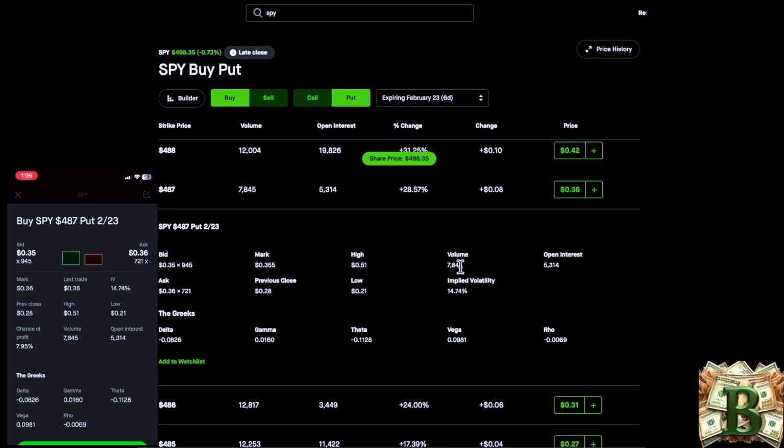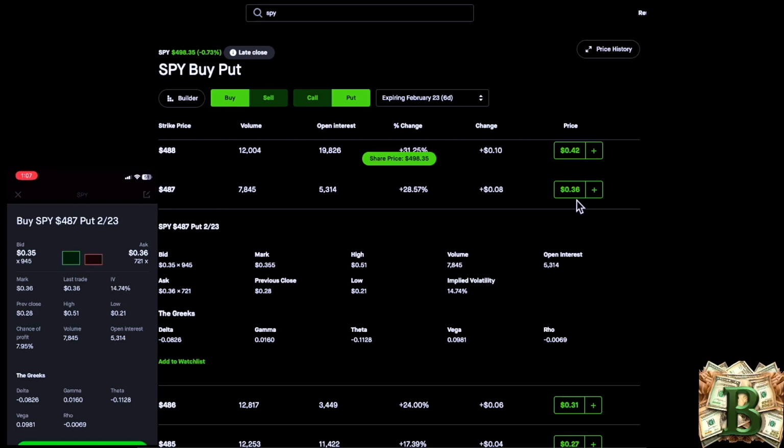It will bring up all the option statistics for that specific contract. But basically what I'm doing with this trade is placing a bet that SPY will be either at or below 487 by the 23rd of February, which I believe is next Friday. Yes, it is. So with that being said, I think I got them right around the price where they closed. I think I got them for 36 cents.